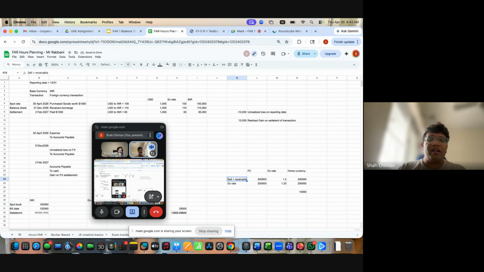Think from the purchase side. You had to pay 240. Now you will be paying 250. So it's a loss. So just put this format. Just write down your selling, purchasing, and what your transactions are. Your answers will never go wrong.